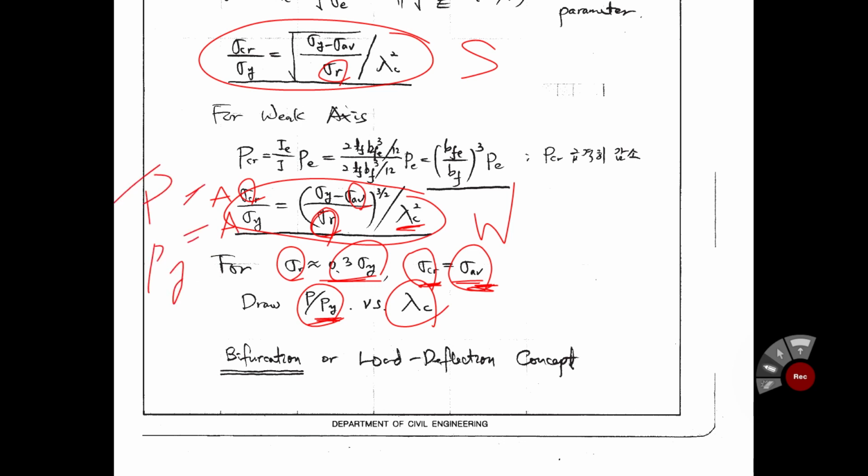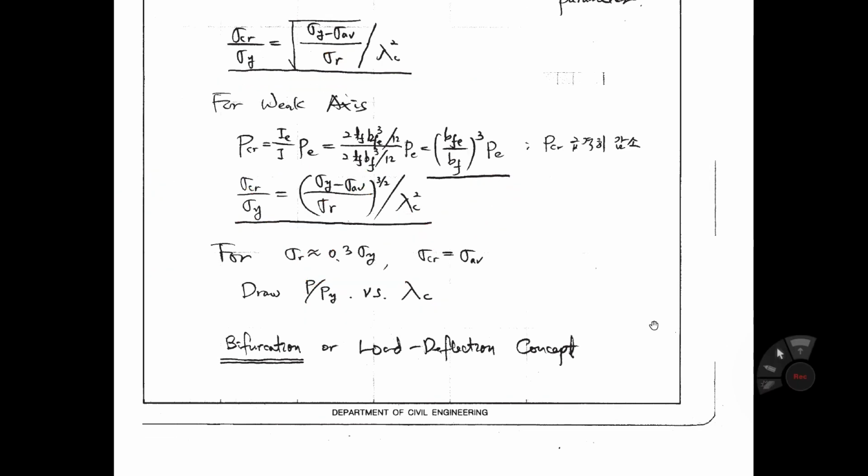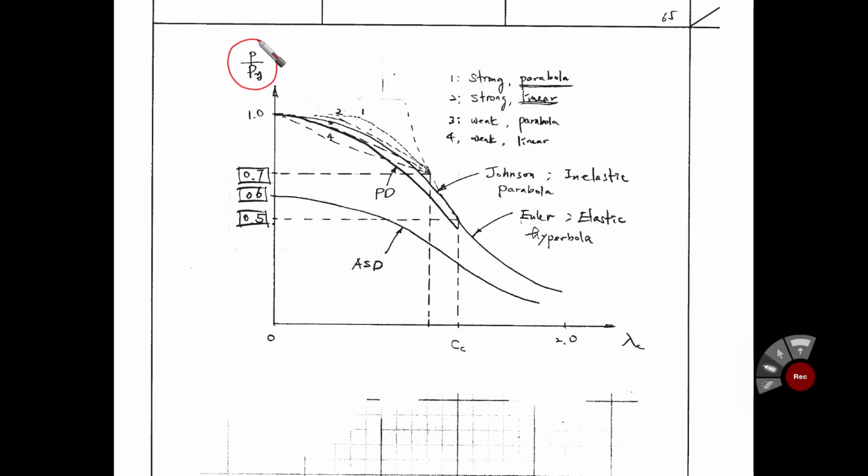Then we can draw the relationship of P over Py versus lambda C using this equation. Let's look at the curve P over Py and the lambda C curve. This is some fringe. We assume the residual stress is like that. So this is a linear residual stress relationship. In that case, we can draw this number 2. This line, you see?